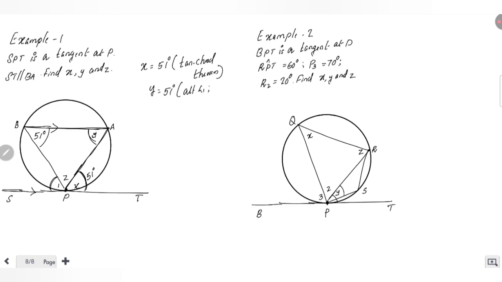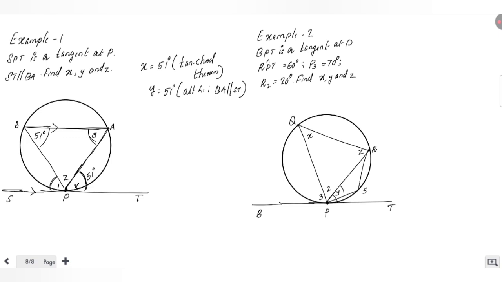So what are the parallel lines here? BA is parallel to ST. Whenever you use the idea of parallel lines, you have to indicate the parallel lines, whether it is alternate angles, corresponding angles or co-interior angles. You have to mention those parallel lines like the way I wrote it there.